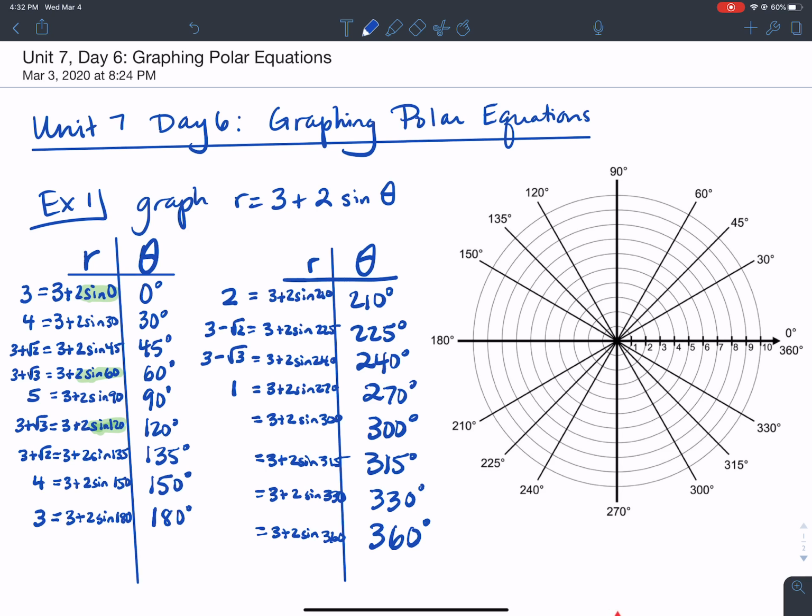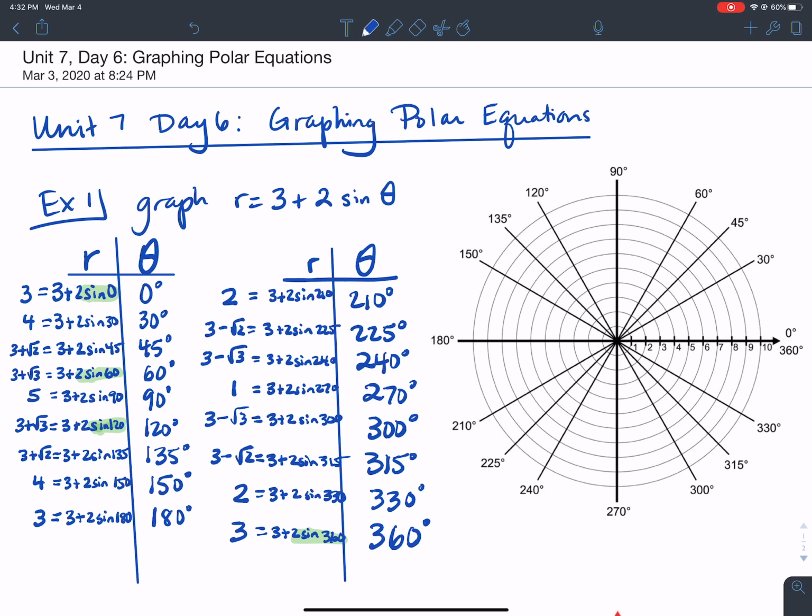And then the pattern's going to repeat. So 3 minus root 3, 3 minus root 2, and then 2. And then at 360, it should match what you had at the beginning at 0. So if you think about that one, you should get 3, back what you got at the beginning.